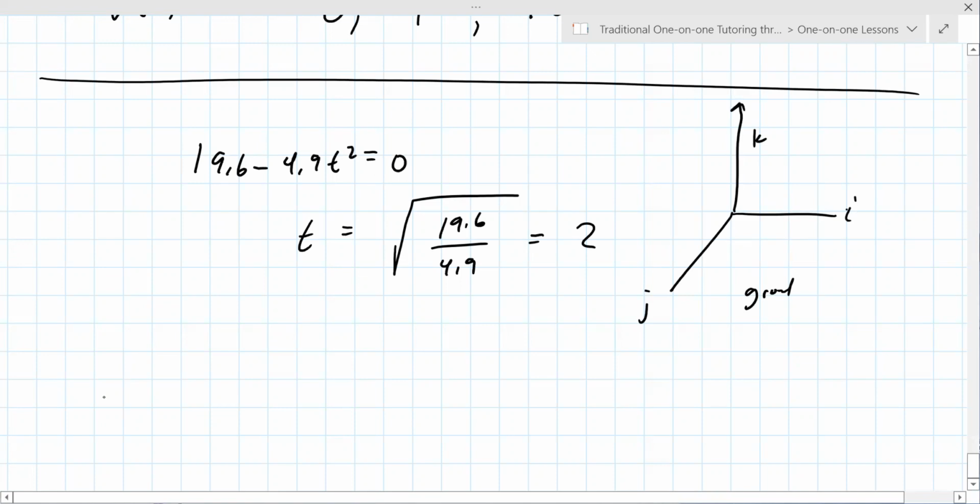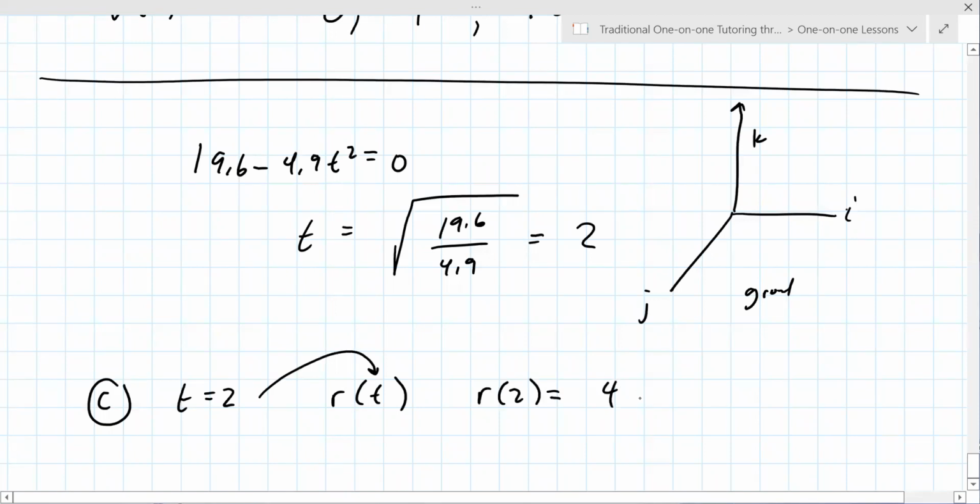Okay. Now to do part C, I'll probably just have to talk you through this. You put t equals 2 into r of t. So you find r of t. So it's 4 i hat minus 10 j hat, and then 0 k hat. Well, we just did it. Oh, you just plug in. Okay.